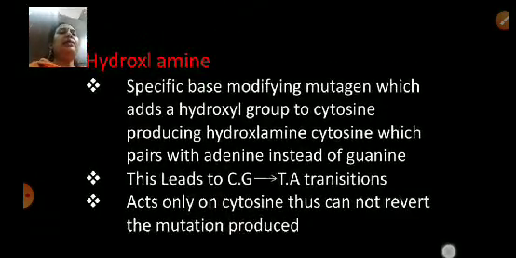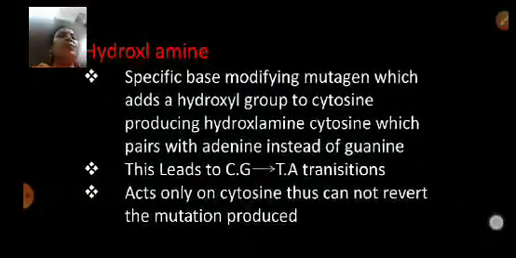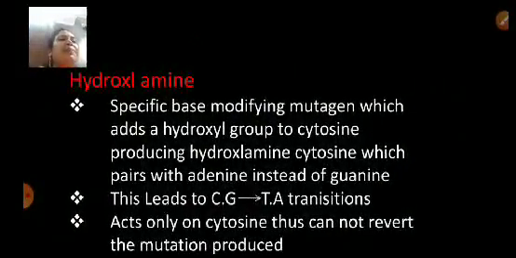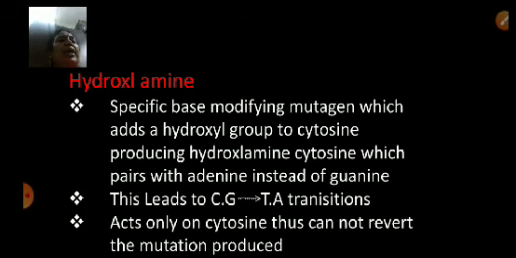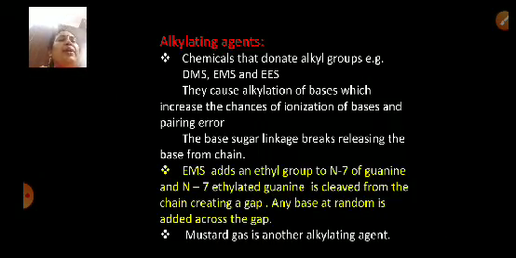Now the second agent that modifies purine and pyrimidine bases is hydroxylamine. Hydroxylamine is also a deaminating agent. So hydroxylamine also deaminates cytosine and guanine. Cytosine upon deamination is converted into uracil, and similarly guanine, and hence hydroxylamine is also a deaminating agent and can lead to a transition type of mutation.